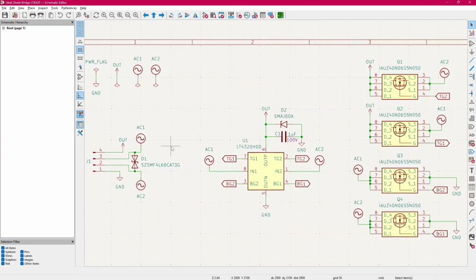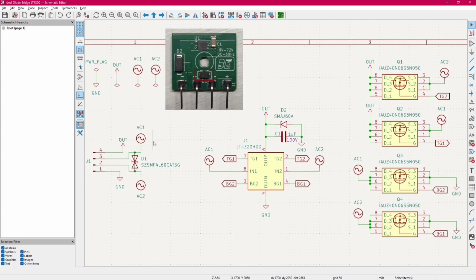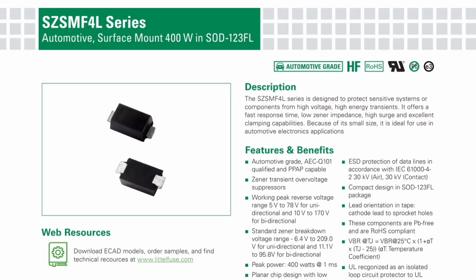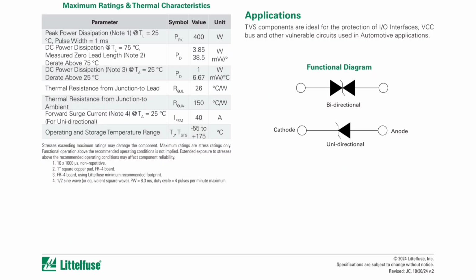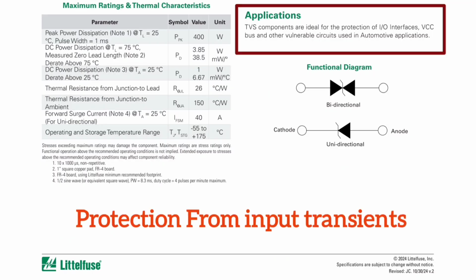Okay, let's first take a look at the schematic. We start with the power flags on the top here for the AC and DC. Under there we have the input-output connector and a bidirectional TVS diode, a 60V one. And we use it to protect our circuit from input transients.